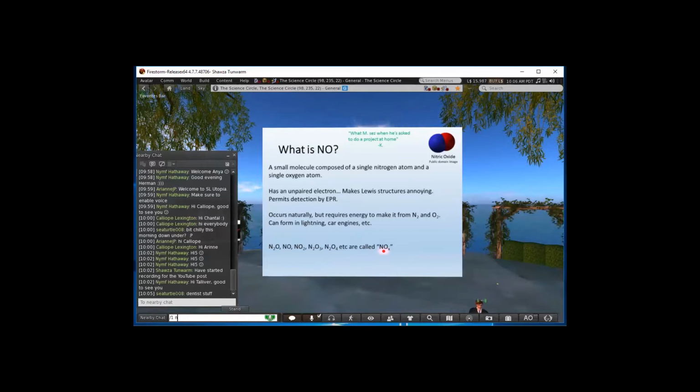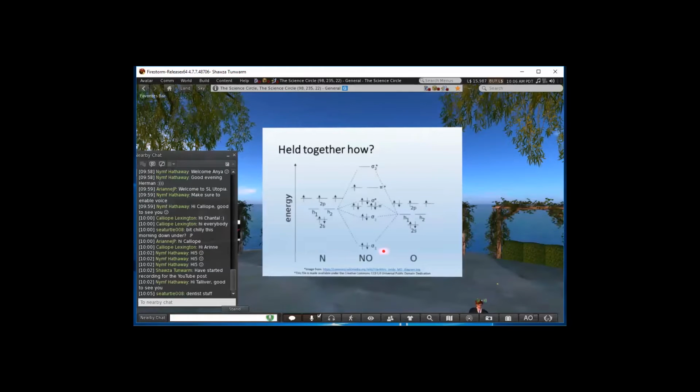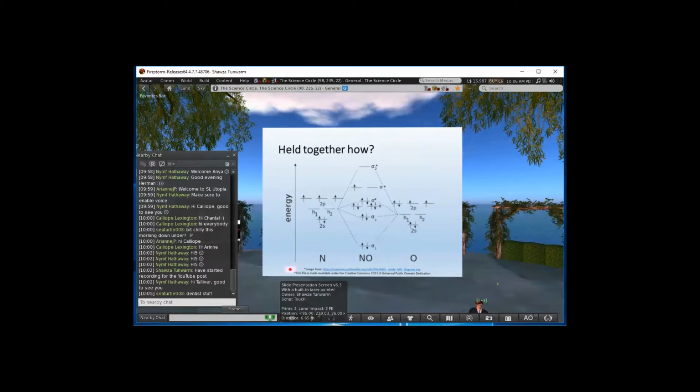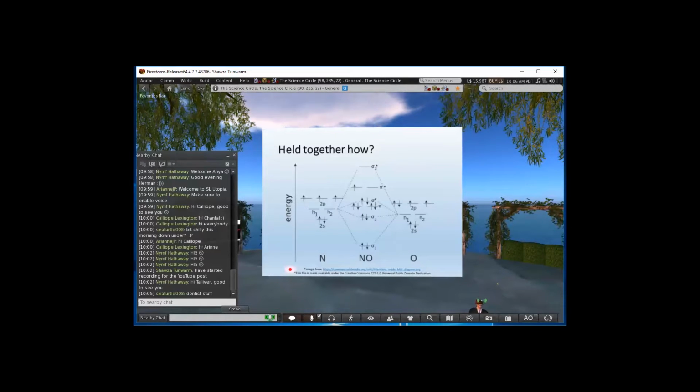Let's see, I'm still learning how to run the projector here. I always like to talk about how little molecules like NO are held together. And I've actually been fairly careful to document where I've been getting images from. This is one that is apparently available in the public domain, and I apologize if I have been mistaken. The license said it had been in the public domain.